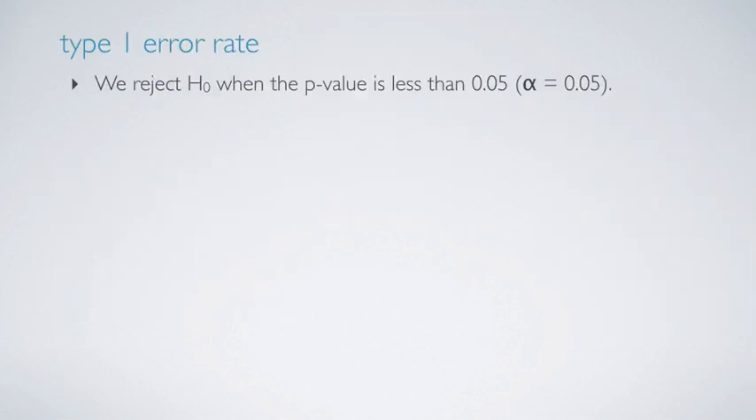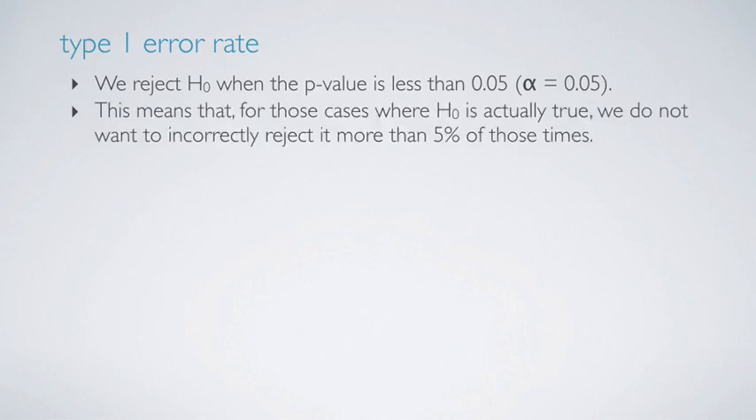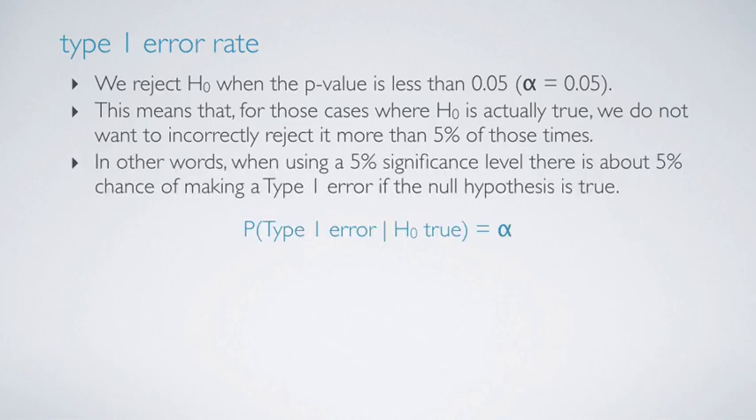Let's talk a little bit about the type 1 error rate. As a general rule, we reject the null hypothesis when the p-value is less than 0.05. In other words, we set our significance level, our alpha, to 0.05. This means that for those cases where the null hypothesis is actually true, we do not want to incorrectly reject it more than 5% of those times. In other words, when using a 5% significance level, there is about a 5% chance of making a type 1 error if the null hypothesis is true.